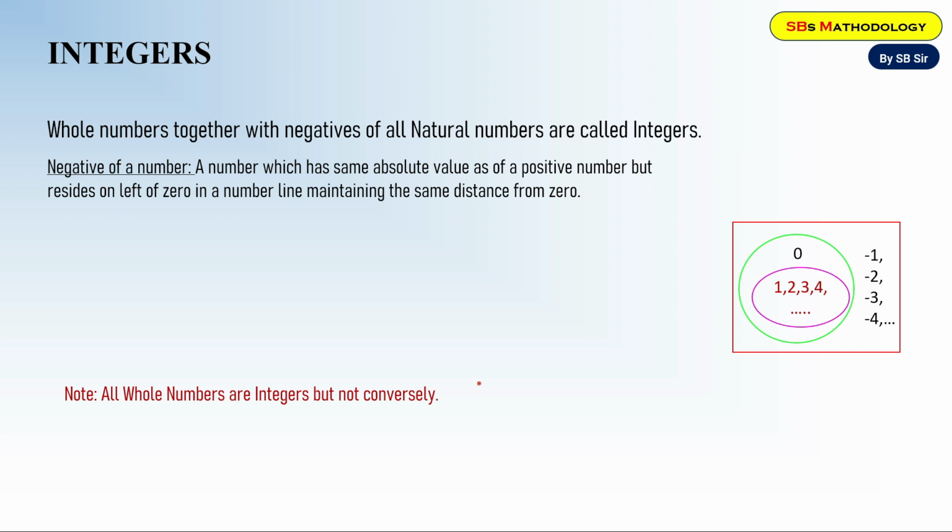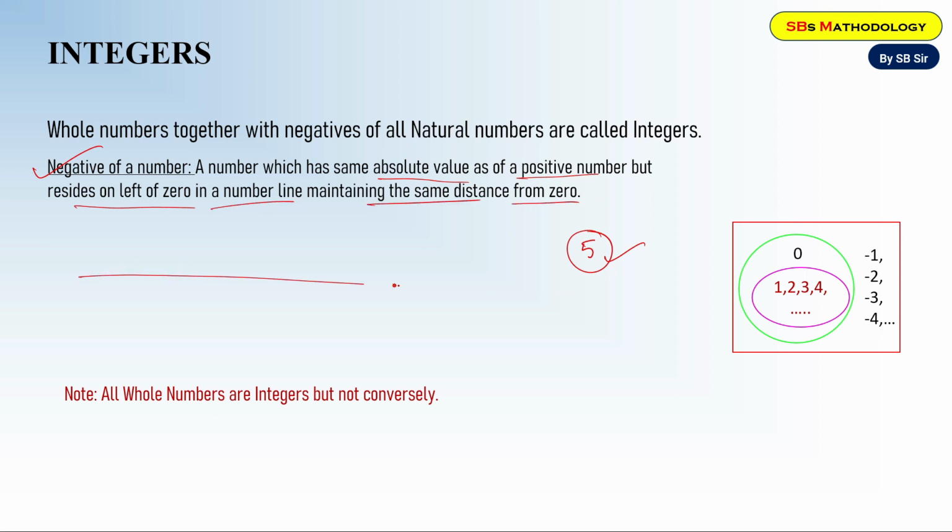Before understanding integers, you have to understand what the negative of a number is. Suppose you are given the number 5. Now if I ask you what is the negative of the number 5, as you know the concept of integers, which are taught in class 8 or 9, you already know what the negative of a number is. Let me quickly recap: the negative of a number is a number which has the same absolute value as the positive number, in this case 5, but resides on the left side of 0 on the number line, maintaining the same distance from 0.